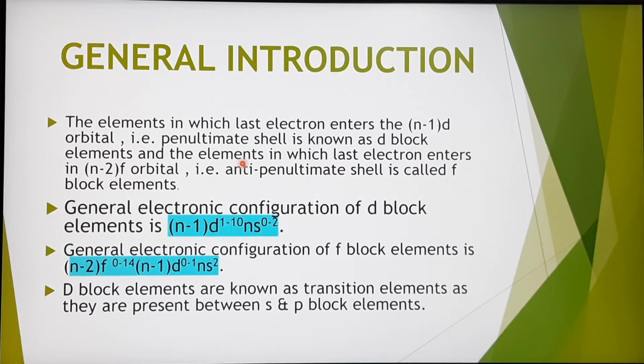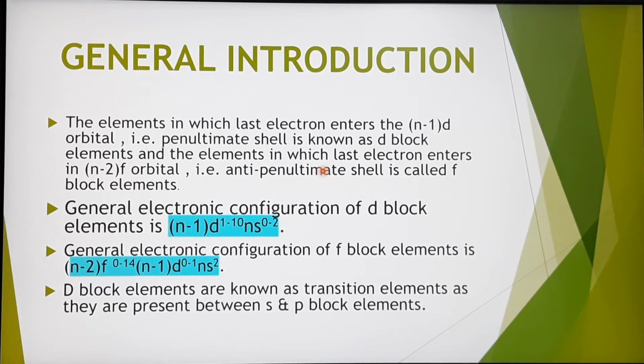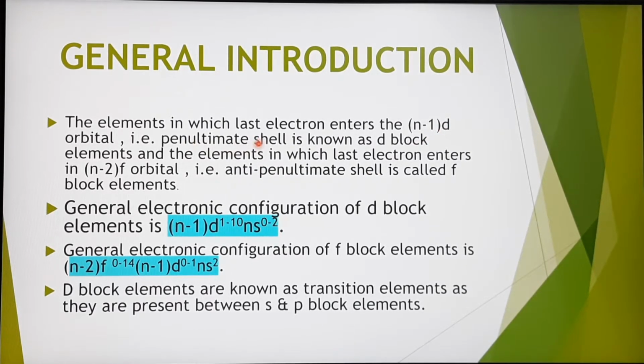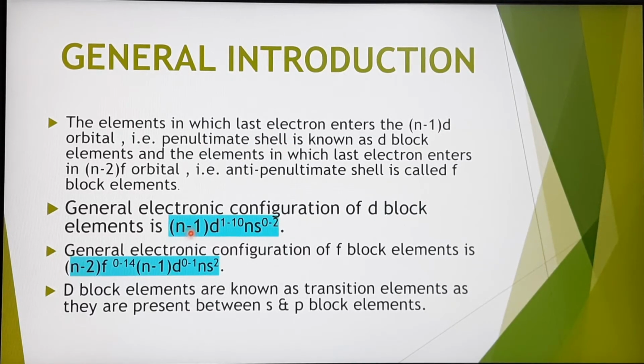How will you define F block elements? The elements in which the last electron enters the n-2 f orbital, that is called the anti-penultimate shell, while for d orbital the term used is penultimate shell. The general electronic configuration of D block elements is (n-1)d 1 to 10 ns 0 to 2, and for F block elements the general electronic configuration is (n-2)f 0 to 14 (n-1)d 0 to 1 ns 2.